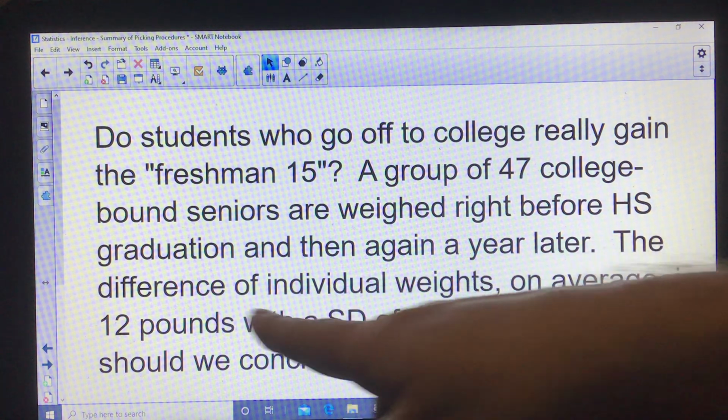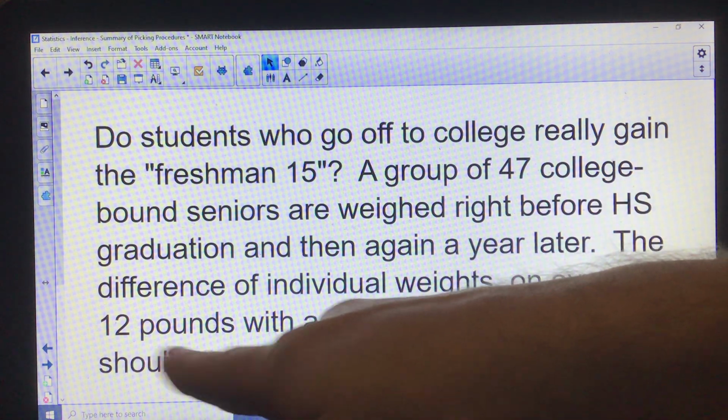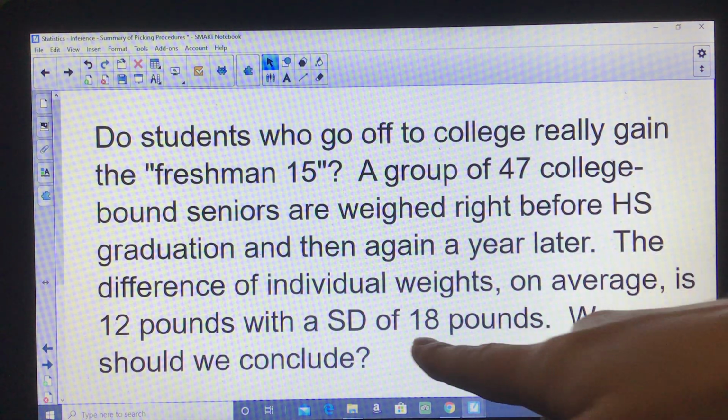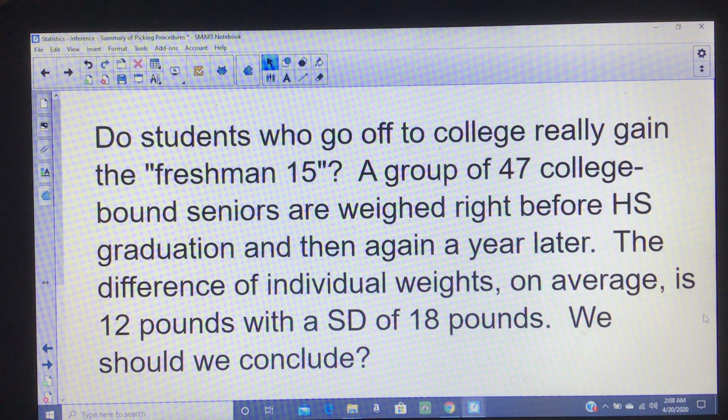They basically said the difference of the individual weights on average is 12 pounds. So what we found is, on average, people have gained 12 pounds. And the standard deviation of the individual weights is 18 pounds. So that's not the standard error, that's the standard deviation within the list. Even though people seem to have, on average, gained 12 pounds, within a standard deviation, some people have gained 30 pounds. Other people, if you go to the other end, have lost 6 pounds. So it doesn't mean everybody's gained weight. It just means on average there's a 12-pound gain.